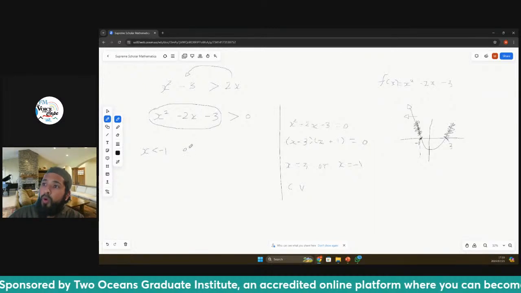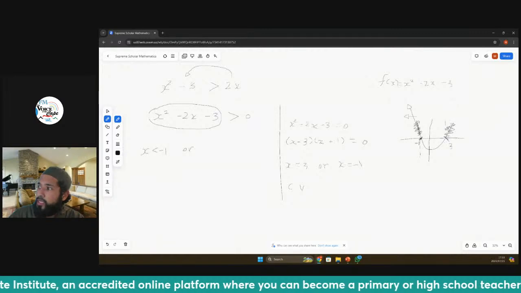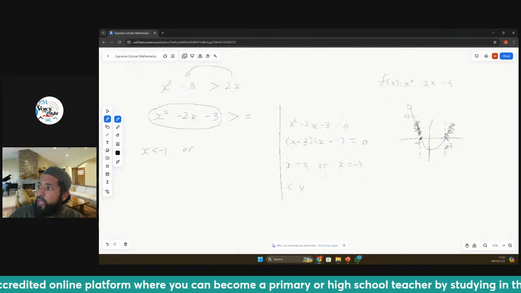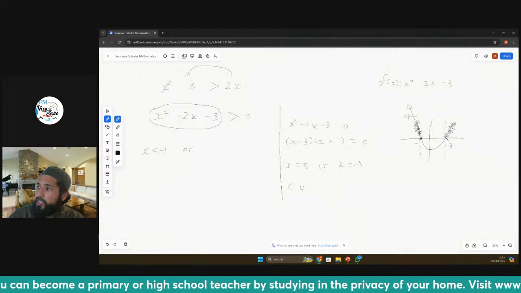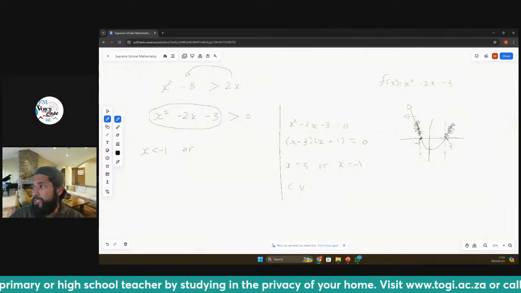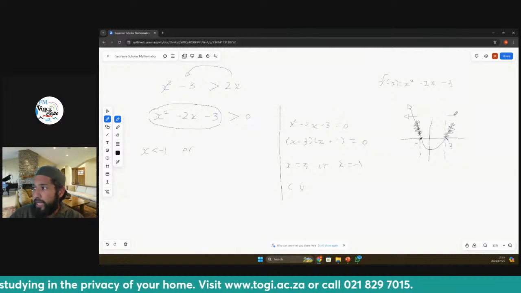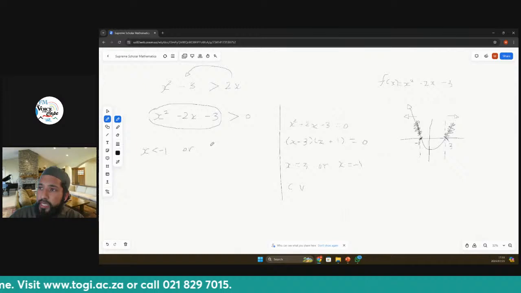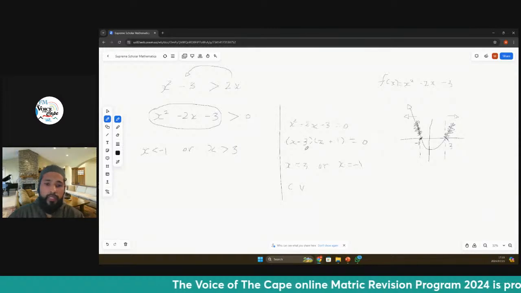Or on the other side, you can draw a straight line over here. So we're looking at when the graph passes that point 3, then the graph starts becoming positive. So it's moving towards the right, so wherever x is greater than 3, the graph is positive. Right? I hope that is clear. That is how you deal with such a question.